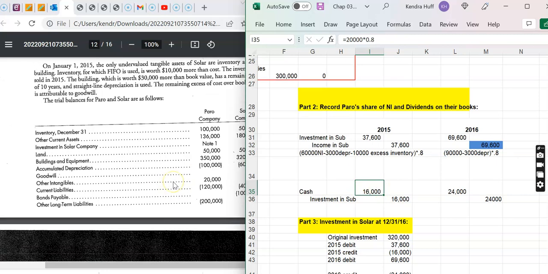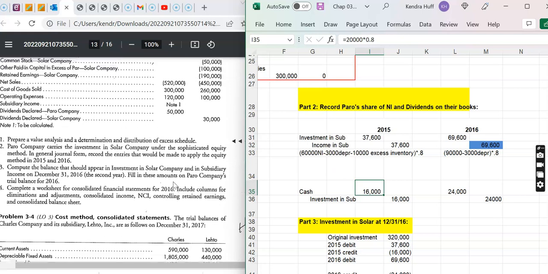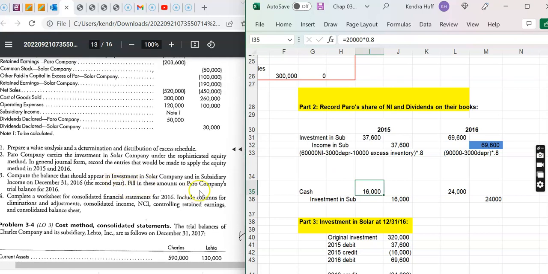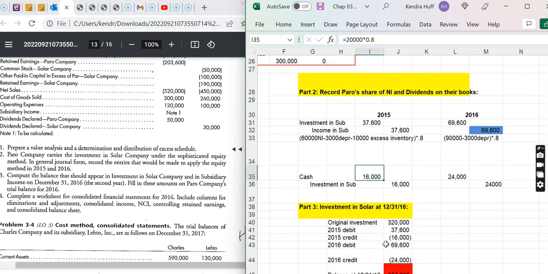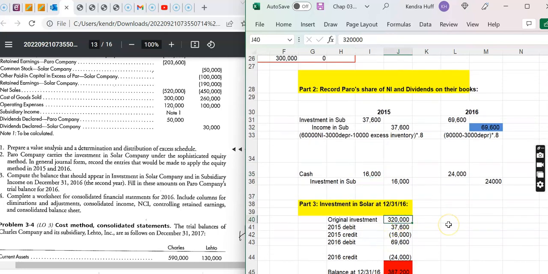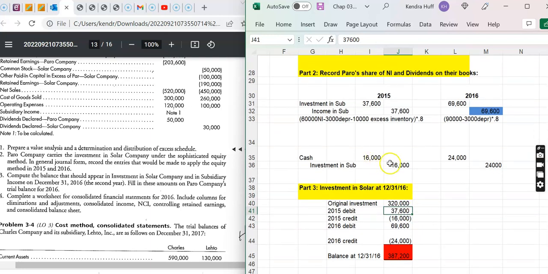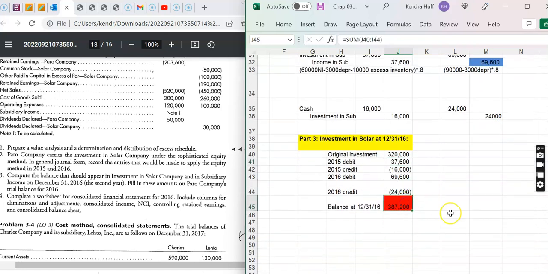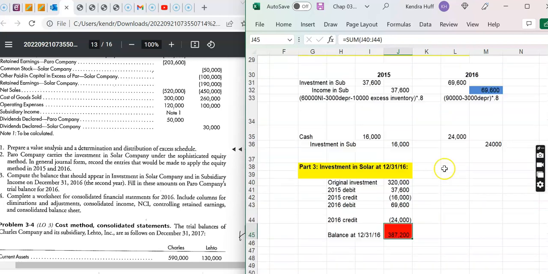All right, and then part 3, it wants us to figure out the balance that should appear on the worksheet trial balance for the investment in solar and how much the sub income should be. All right, so the original investment at the beginning of 2015 was $320,000. Then we increased it by the income of $37,600, decreased it with the dividend of $16,000, increased with $69,600, decreased with $24,000. So our ending balance is now $387,200. And this was our sub income, the $69,600.